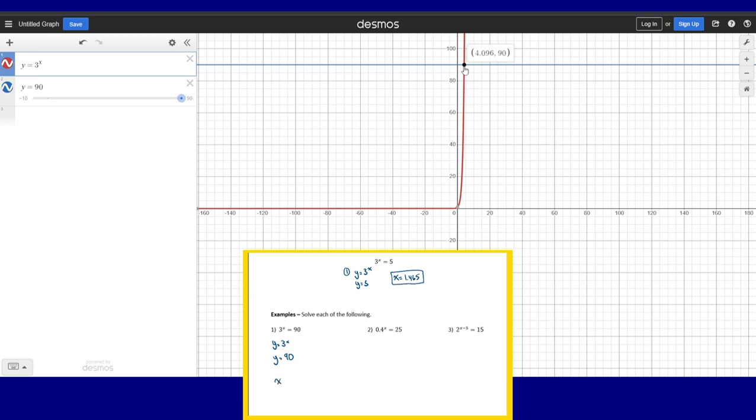So here we can see that x is equal to 4.096. So that is the solution to this equation.